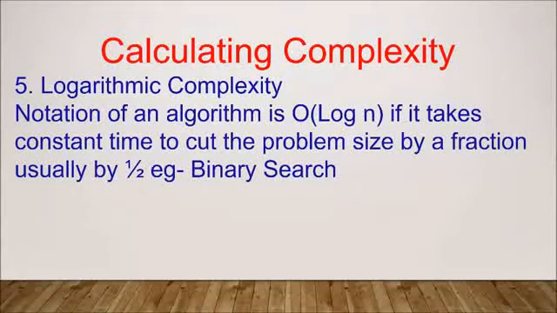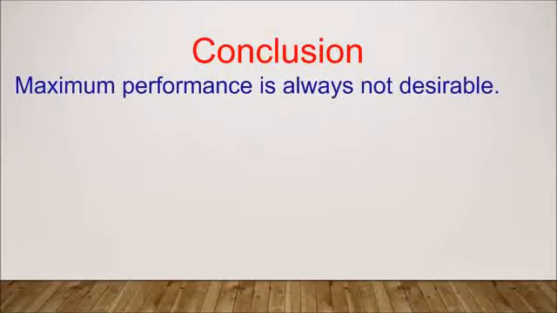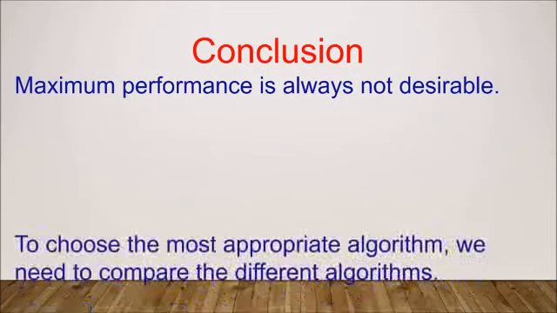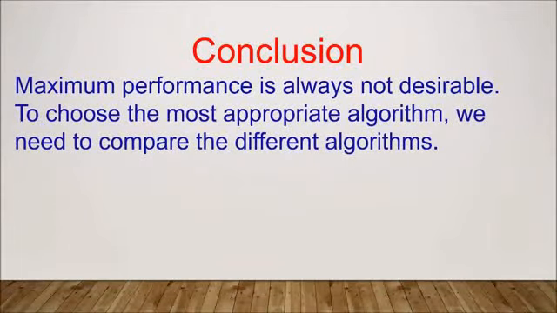That is why I have given the example of binary search, because it takes constant time to cut the problem size by a fraction. So the conclusion is that maximum performance is not always desirable, because we are using our own way to develop a program. So to choose the appropriate algorithm, we need to compare the different algorithms. Suppose I am assigning you to write a program, the most appropriate algorithm is the algorithm which needs fewer resources and less time to get executed.